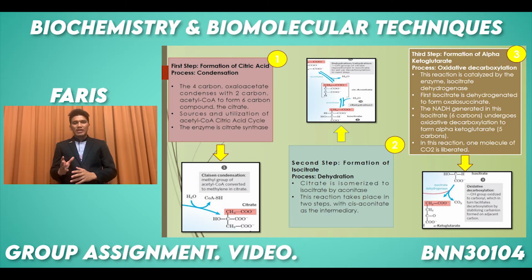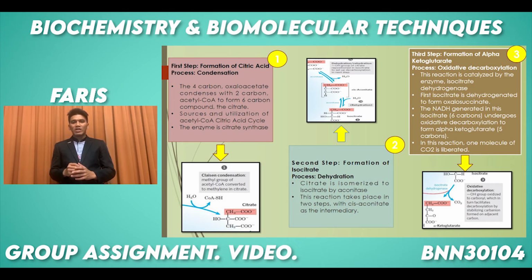The first step is a condensation step, combining the 2-carbon acetyl group from acetyl-CoA with a 4-carbon oxaloacetate molecule to form a 6-carbon molecule of citrate. The enzyme used is citrate synthase. Second step is the formation of isocitrate. Citrate loses one water molecule and gains another as citrate is converted into an isomer, isocitrate, by aconitase.